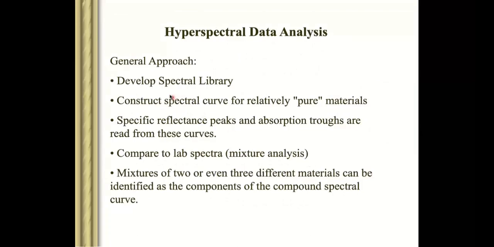So what we have to do first is develop a spectral library. Then we have to construct a spectral curve for relatively pure materials. As I told you, if you want to detect particular minerals, for example a gold mineral in some area, then what do we have to do?